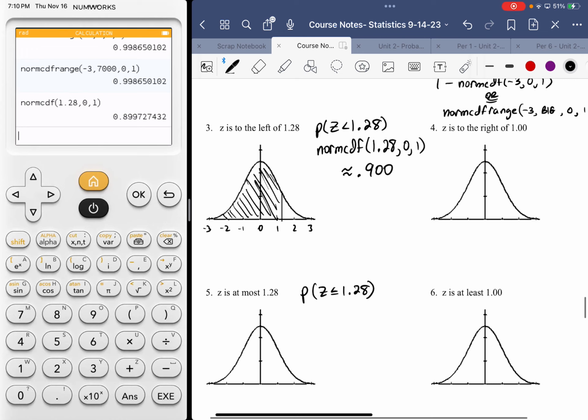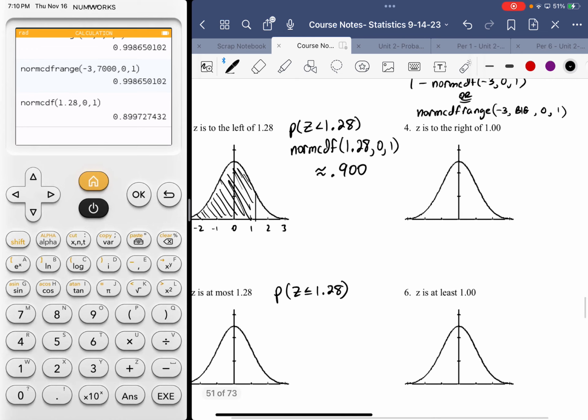All right. Now, area to the right, and like I said, I'm just going to take that work and copy it down there. I'll do that in a minute. But area to the right, probability that Z is greater than 1.00, I'm just going to say 1, as opposed to number 6 where it says Z is at least, so probability that Z is greater than or equal to 1. Again, same question, posed a little bit differently, but same idea.